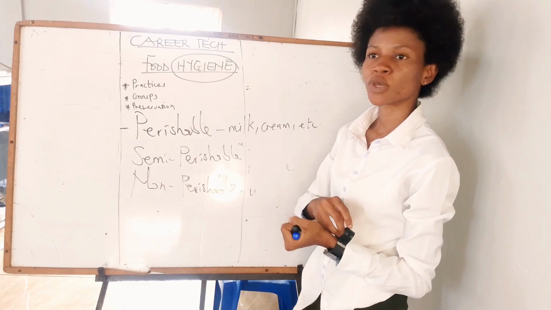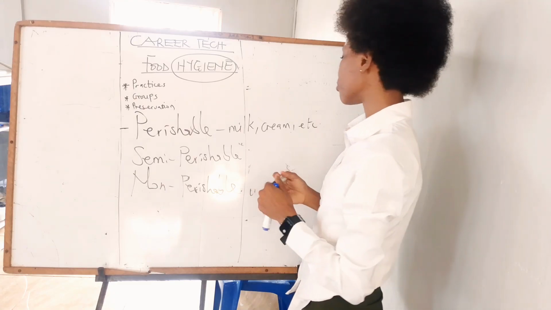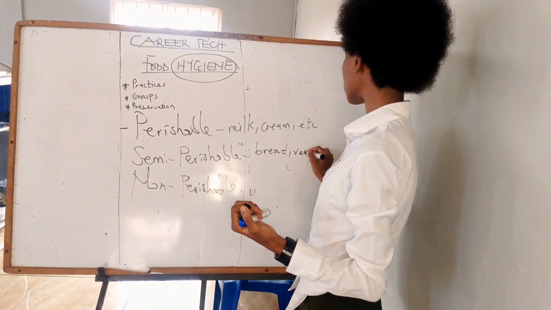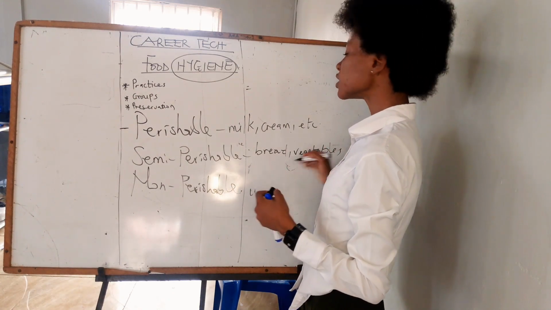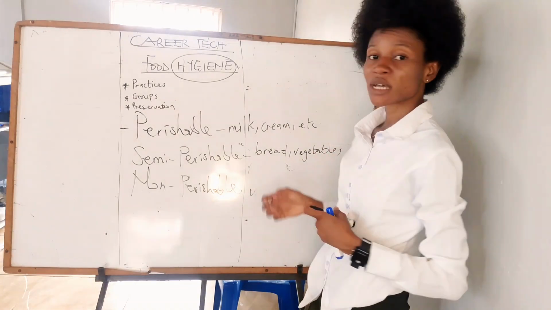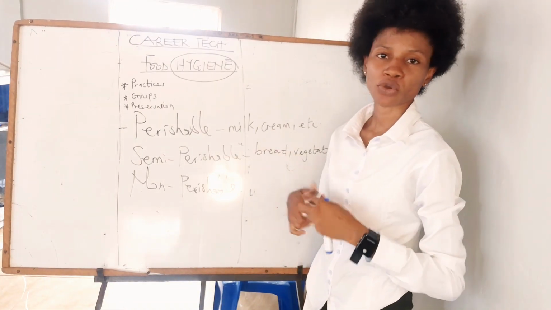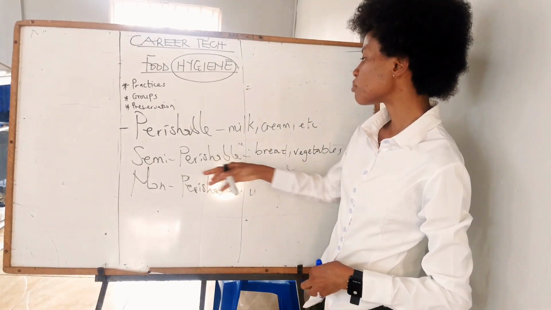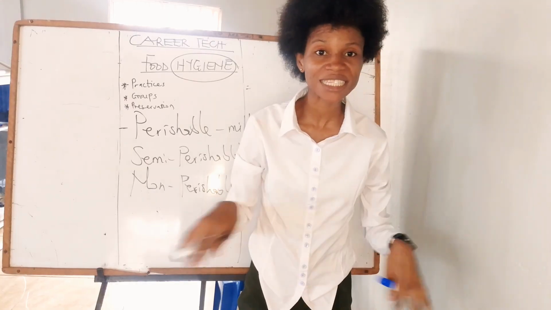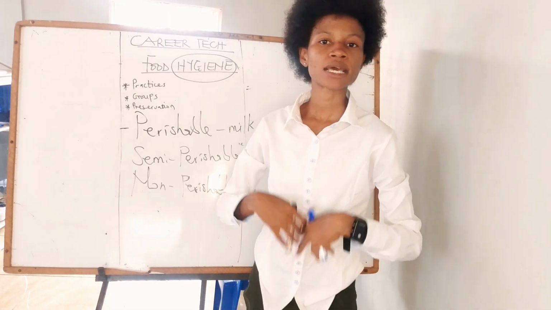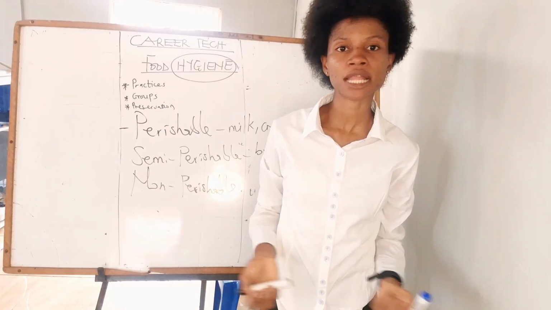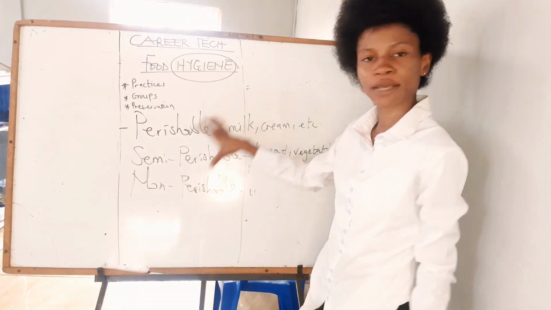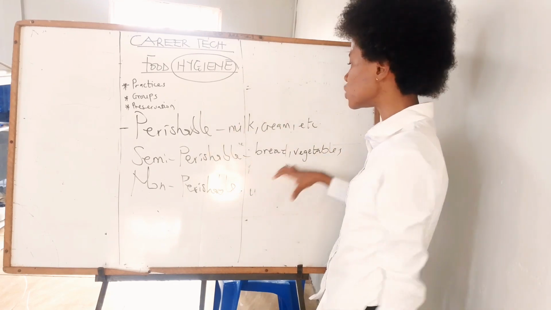With the semi-perishable, we have foods like bread, okay? And we have vegetables, all these things. Now, with the bread and vegetables, we have ways of storing. If you don't store it, or even if you store it and it gets to a certain point, it will still spoil. Then we come to non-perishable. Non-perishable means what? It does not get spoiled. Okay, examples are the canned foods like the mackerel and all that. These are non-perishable foods.